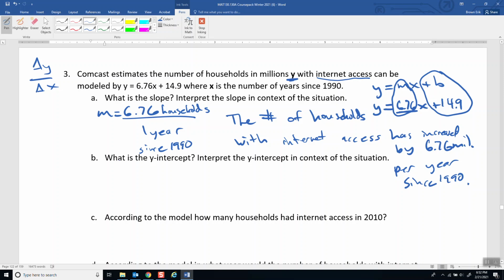All right, then we're supposed to identify the y-intercept. Now you should be very careful. When you're asked to find the y-intercept, that's an ordered pair. Right? It's not just the 14.9, and we should note that this is in millions. Okay, what does this mean? Well, since 0 is an x value, this means 0 years since 1990. I think the appropriate English word here is in 1990. There were 14.9 million households with internet.